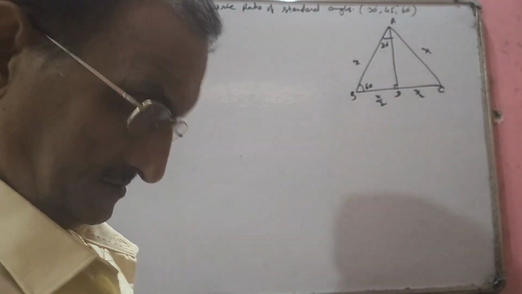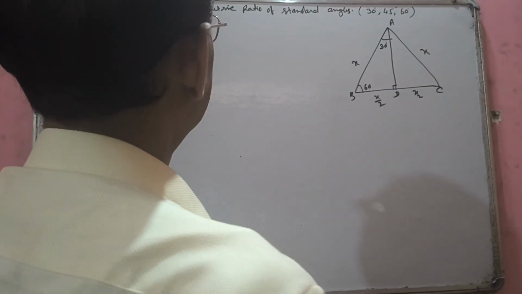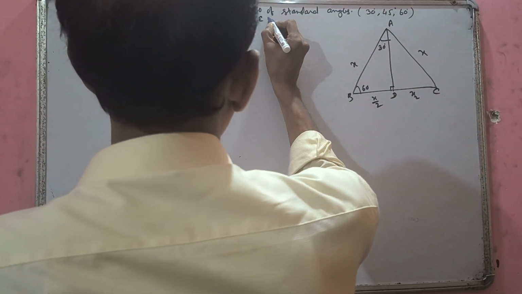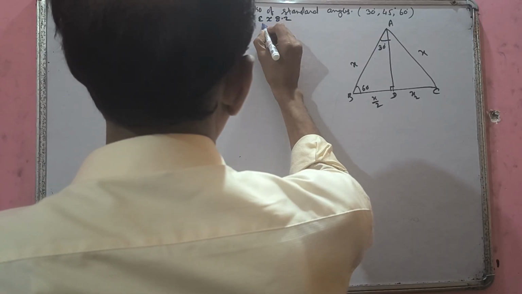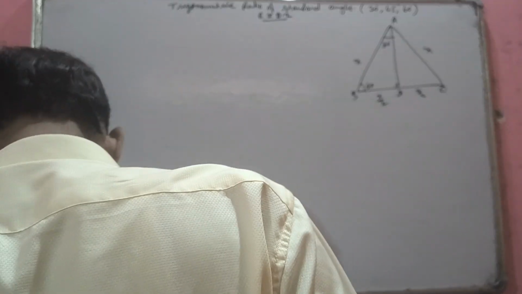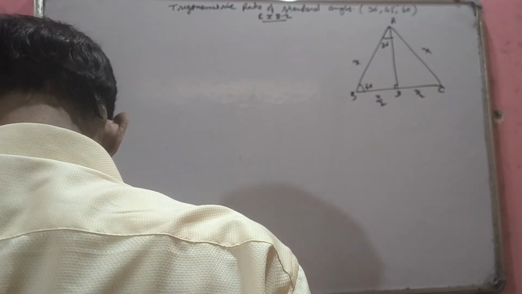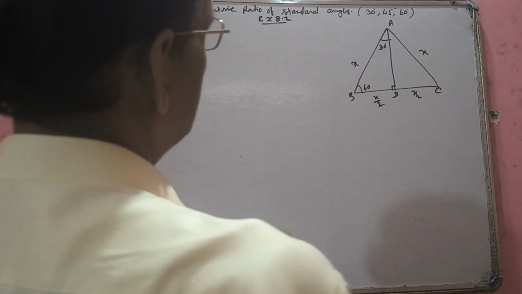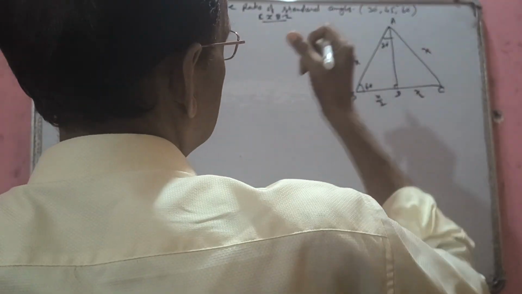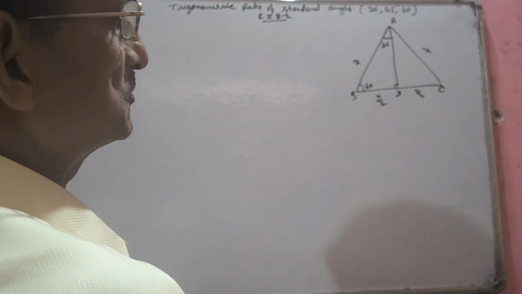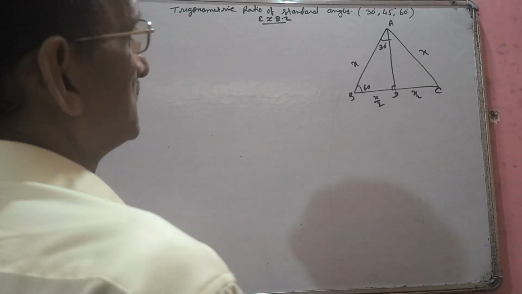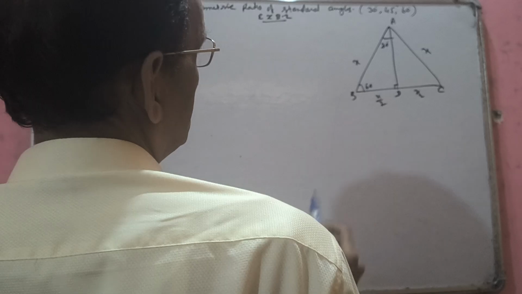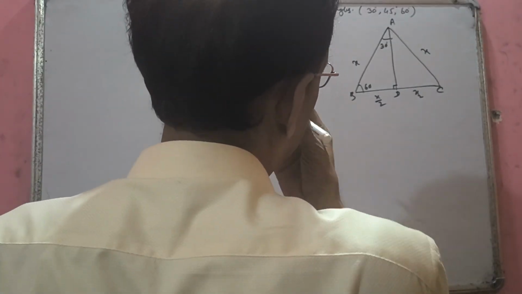Hello students, today general maths trigonometry exercise 8.2. Before starting the exercise, I want to explain how to find the numerical value of certain standard angles, not all: 30 degree, 45 degree and 60 degree. At least you should know how to find the value of different trigonometric ratios of angle 30 degree, 45 degree and 60 degree.